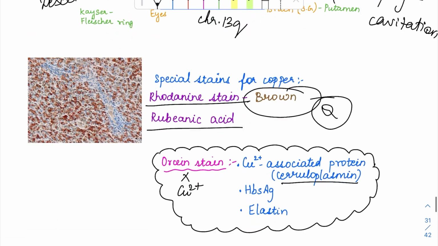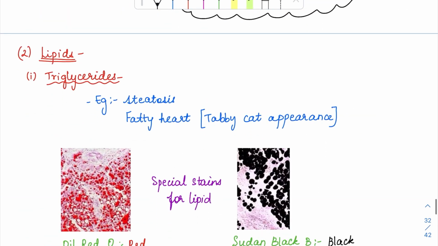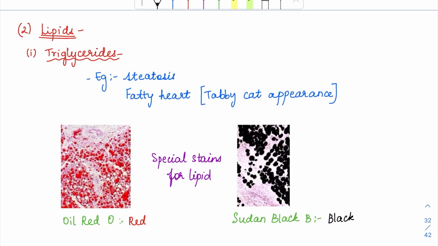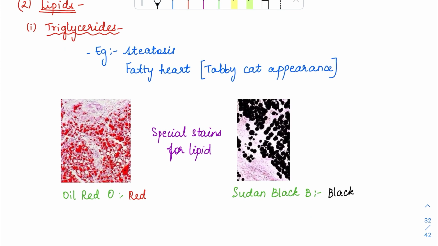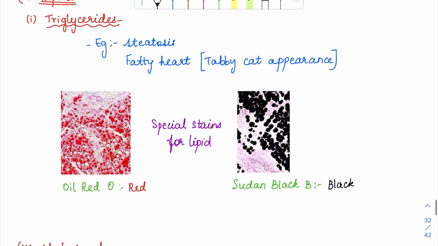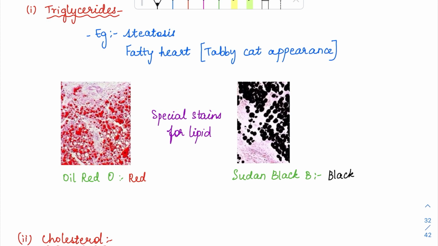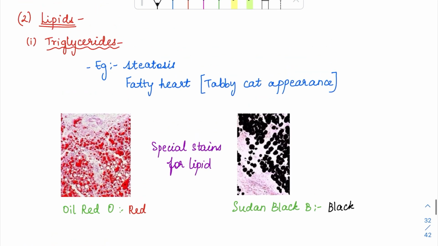So now we have seen the various pigments. Next we'll move on to lipid deposition. Under lipids, we have triglyceride and cholesterol deposition. Triglyceride deposition can be seen most commonly in the liver and the heart. In the liver, it is called steatosis, which is nothing but deposition of triglycerides in the liver. It can be either a microvesicular steatosis or a macrovesicular steatosis.